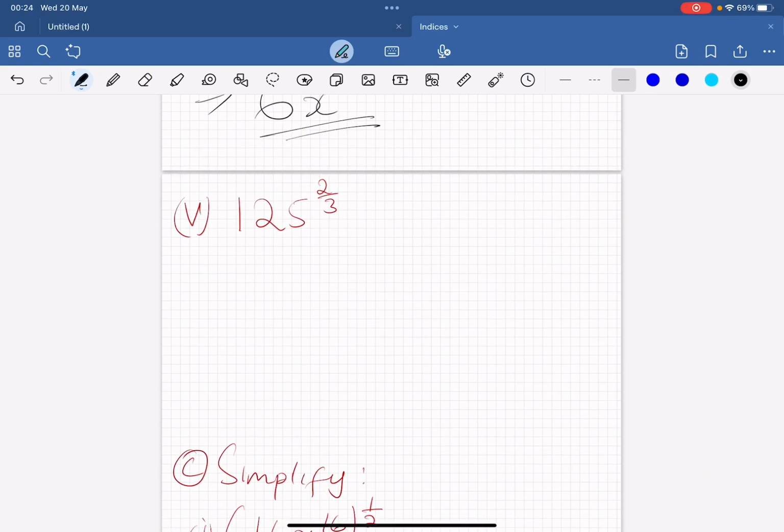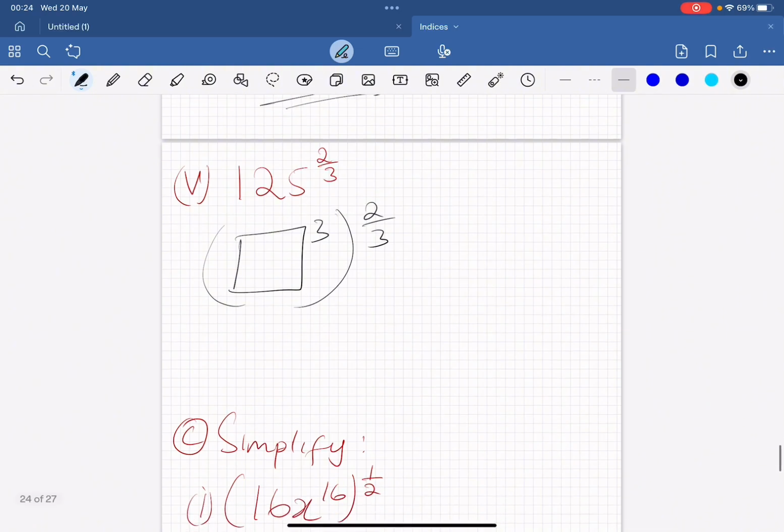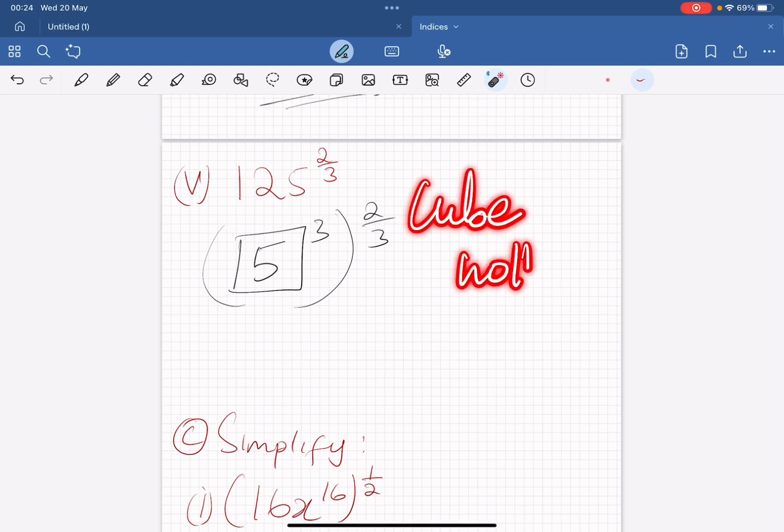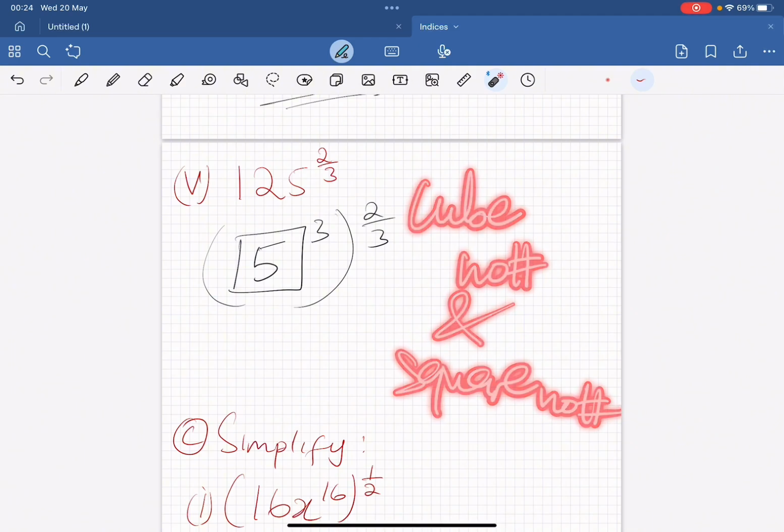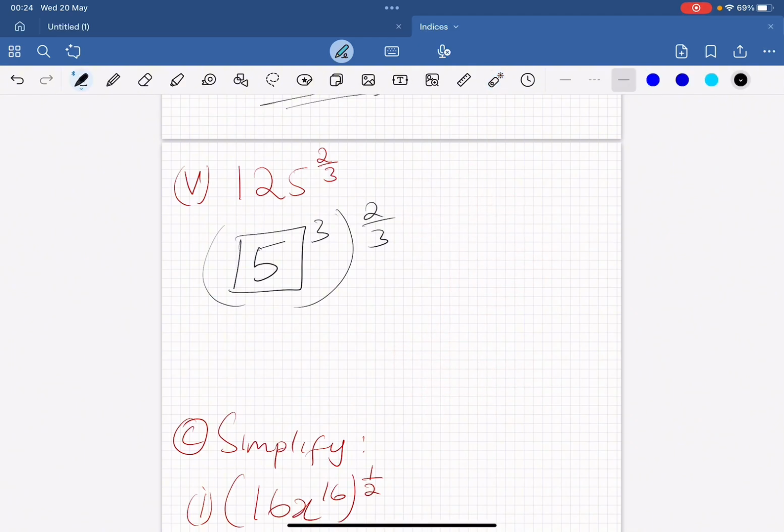Then the next question says 125^(2/3). When it's like this, I have to find a way of representing 125 as something to the power 3. We all know that 125 is a cube number. It is always vital to memorize your cube numbers and square numbers. These are important in questions. Now, (5^3)^(2/3). Basically, the 3's will cancel out. So you are left with 5 squared, which gives us 25.